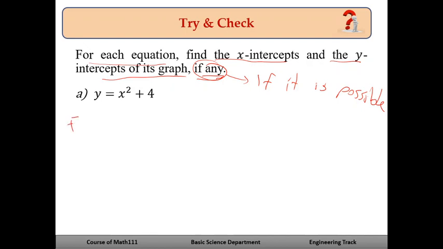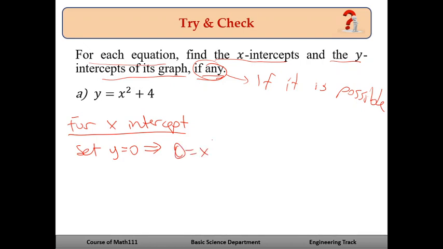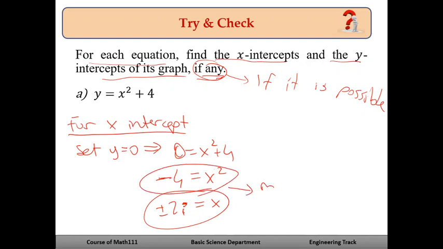For the x-intercept, we set y equal to 0 and plug it into the equation, so 0 is equal to x squared plus 4. Then you try to solve this one, you get x squared equals -4. So x is 2i or -2i, you see? So there is no real root here, no real solution for x.